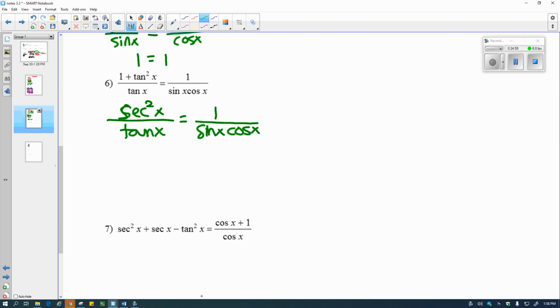And I don't have everything in terms of sine and cosine just yet, so maybe I'll try and do that right now. So I'm going to take the secant squared, and I'll rewrite that as 1 over cosine squared over sine over cosine equals 1 over sine cosine. So I used a different step here to get that simplified. Again, I could have broken this down. That's not the only way to do it. I could have broken this down like you've seen me do before.